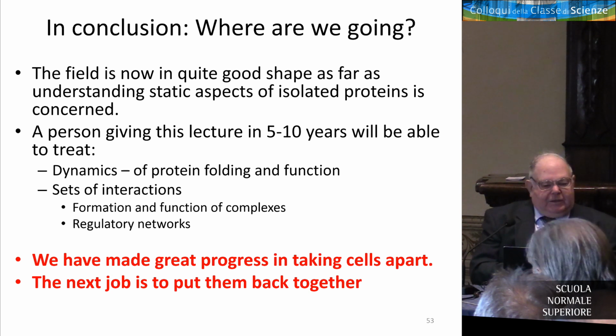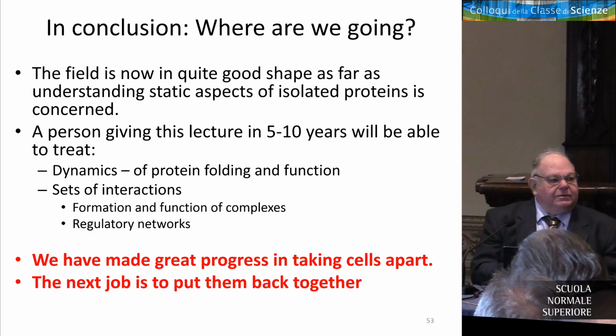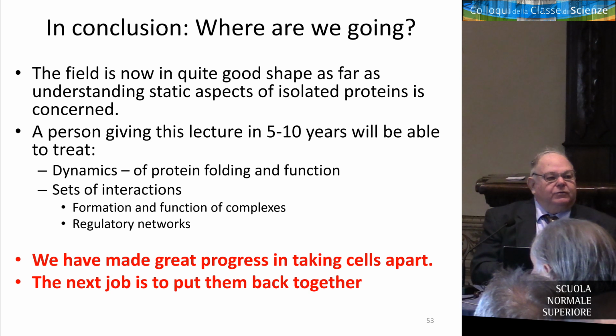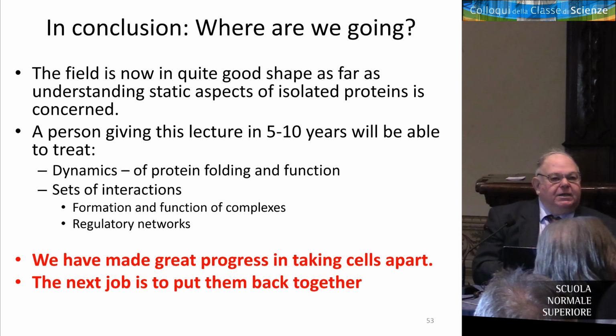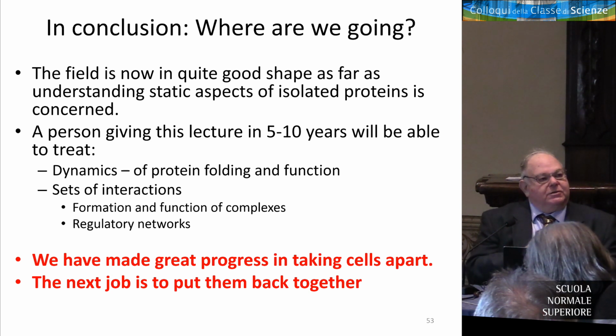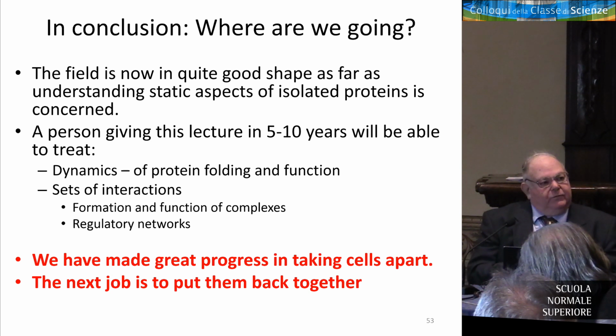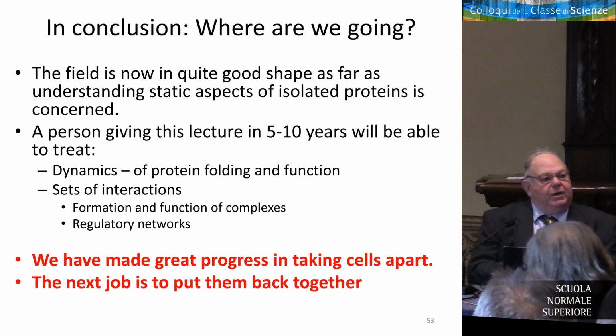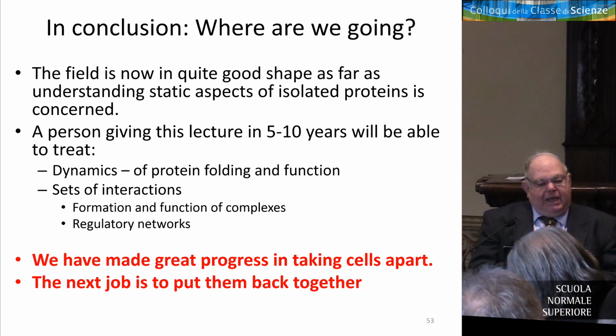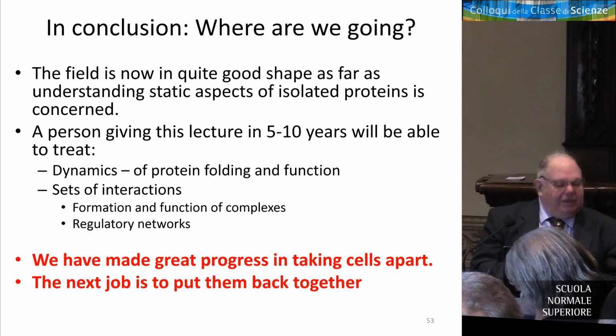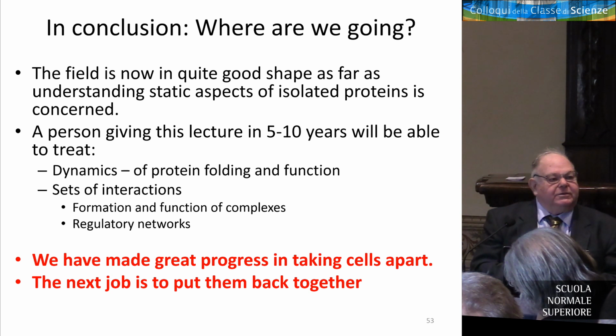Now, the main thing is the sets of interactions. Individual proteins don't tell you how cells work. There are protein interaction networks that involve physical interactions between proteins. There are logical regulatory networks that show how the whole process is organized, and that's the current challenge. So for a century, biochemists have been taking cells apart, and our job now is to put them back together.